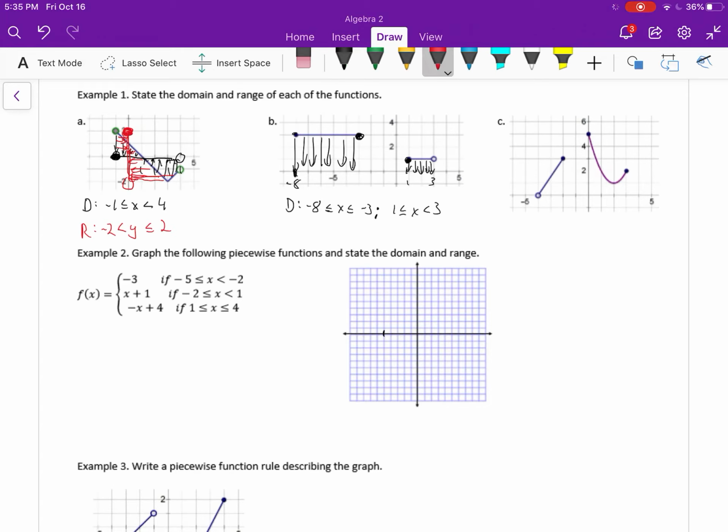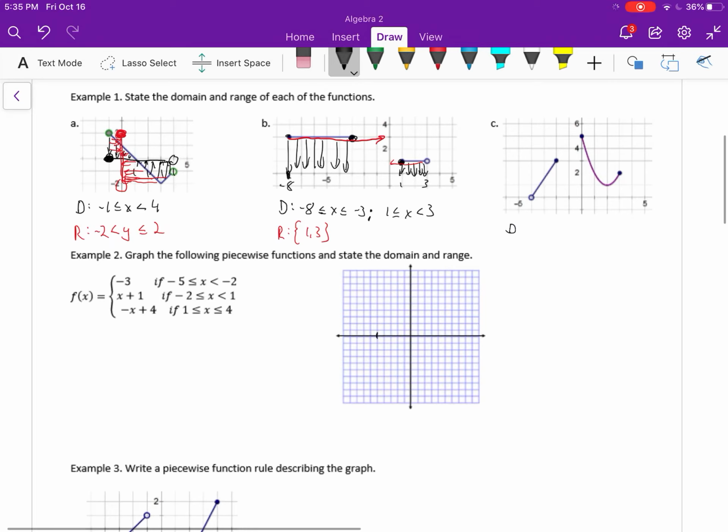Then when we think about the range, we just really collapse to 3 and to 1. So the range is only two values here. It's 3 and 1. In fact, we normally put the smaller one first, so we'll go 1, 3. And the last one here, part C, the domain. Again, we can collapse to the x-axis.